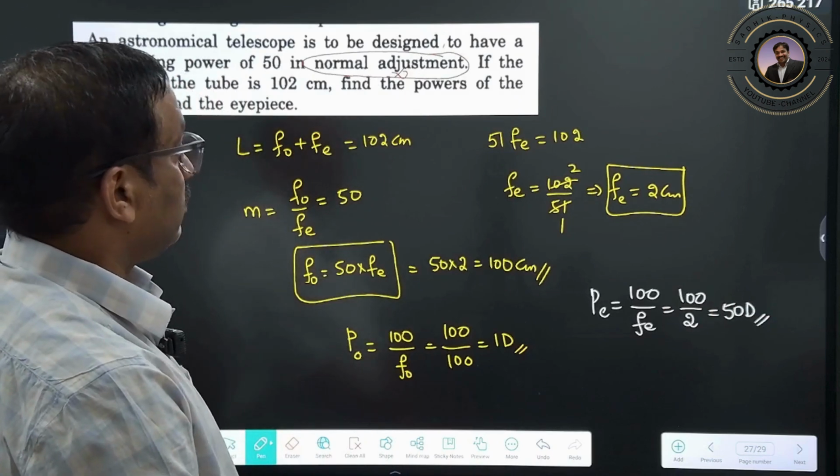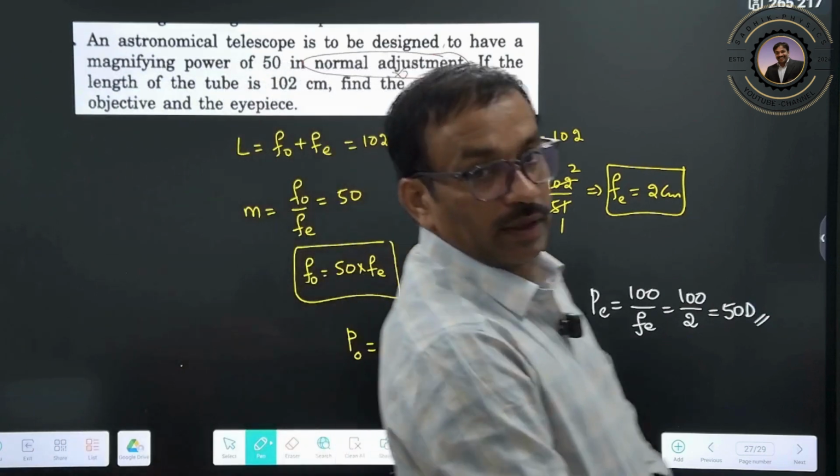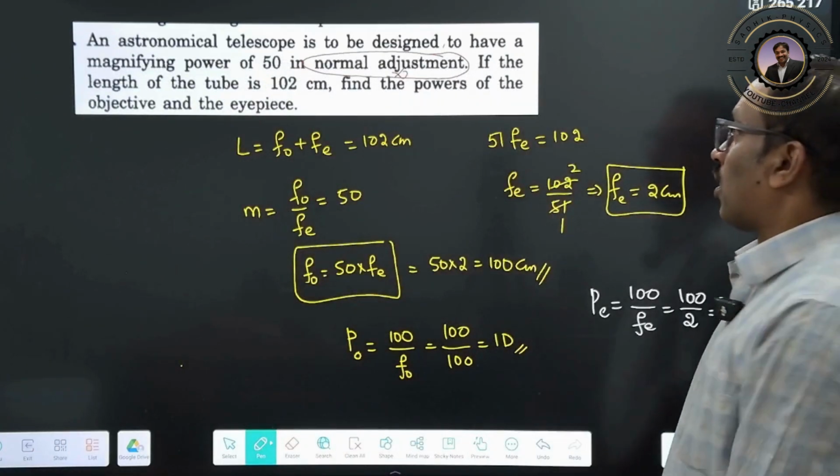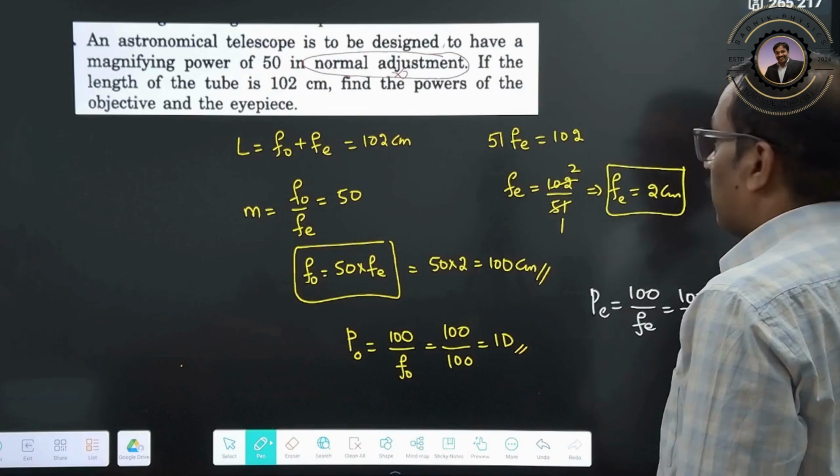Clear? Right? So in this way you can solve the problems very easily. Now we'll go for the next one.